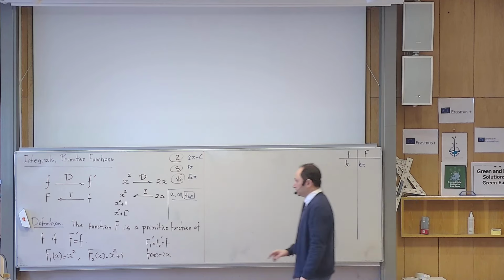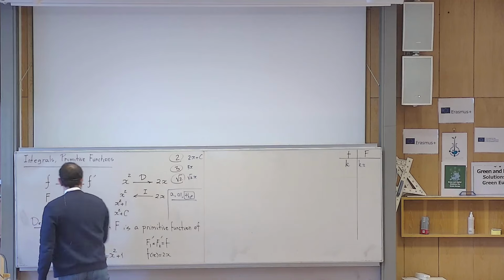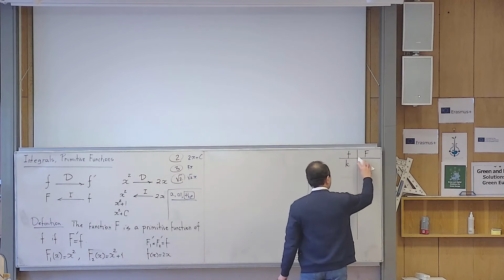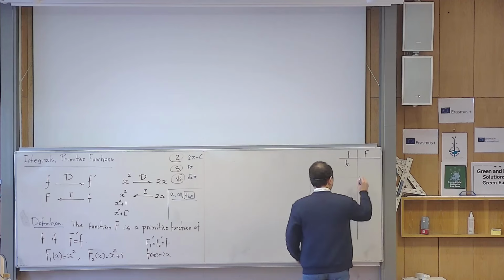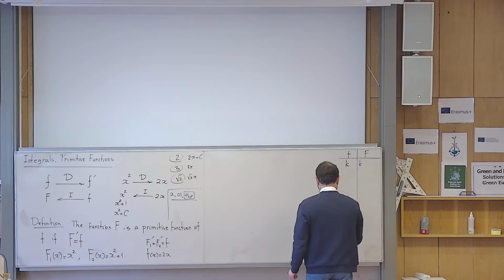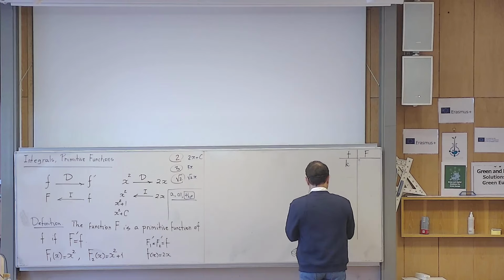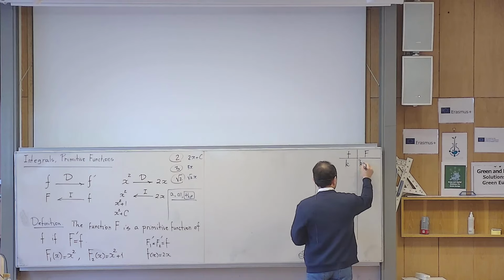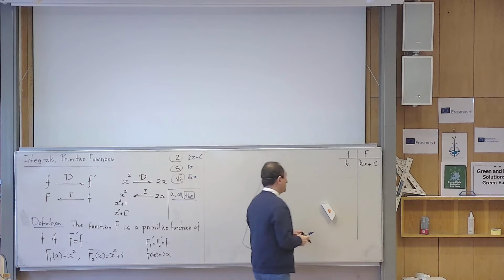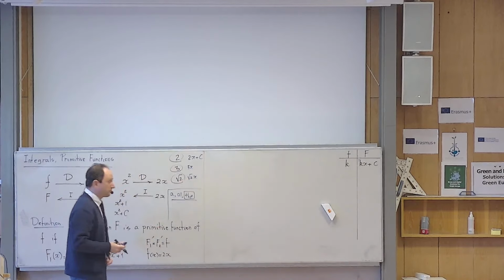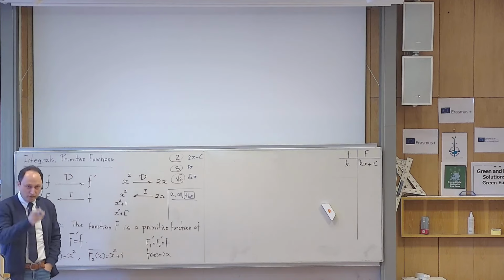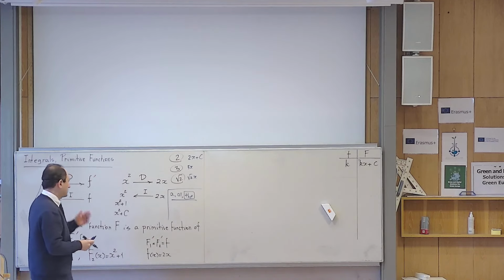So let me use the same color. So it is kx plus c. Okay, what is next? Kx plus c. The next one, do you remember what was in the list? X to power, x was the, yes, x, let us talk about x.